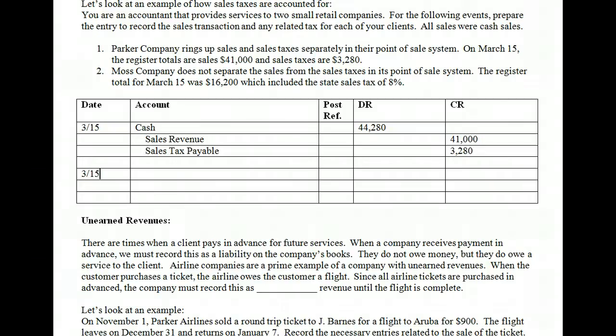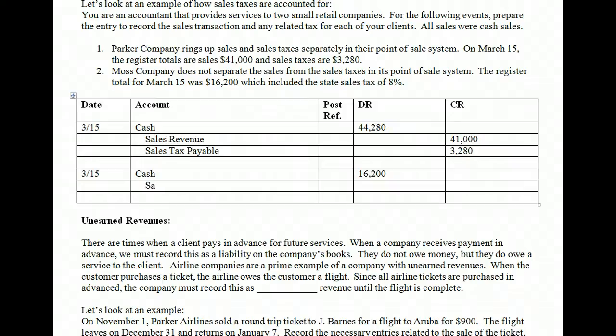Moss Company does not separate the sales from the sales taxes in its point of sale system. The registered total for March 15th was $16,200, which included the state sales tax of 8%. So now in this system, when they ring it up, all it shows us on our register is the total. Hey, we collected cash of $16,200. But we know that in that cash of $16,200, we're including the state sales tax of 8%.